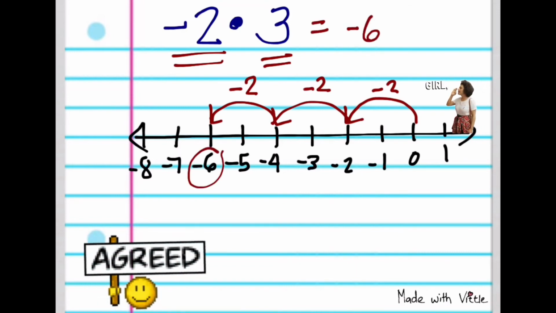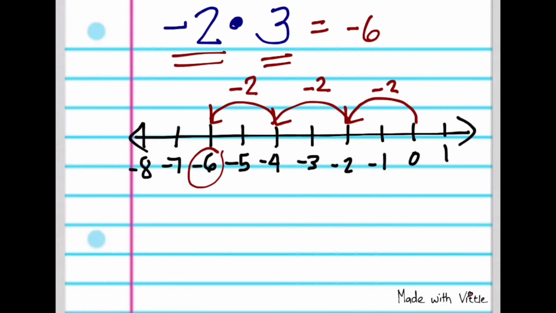Does that make sense now? So when you encounter this on your homework or on a test, you're going to be able to easily identify which number line represents a negative 2 times positive 3.